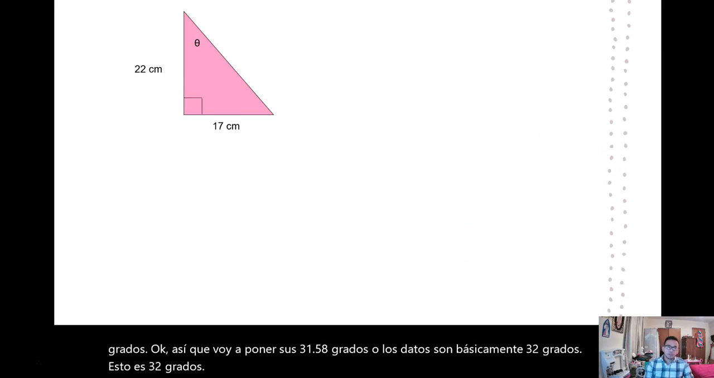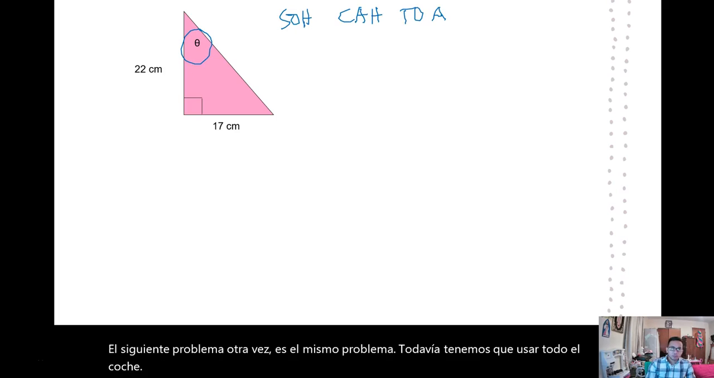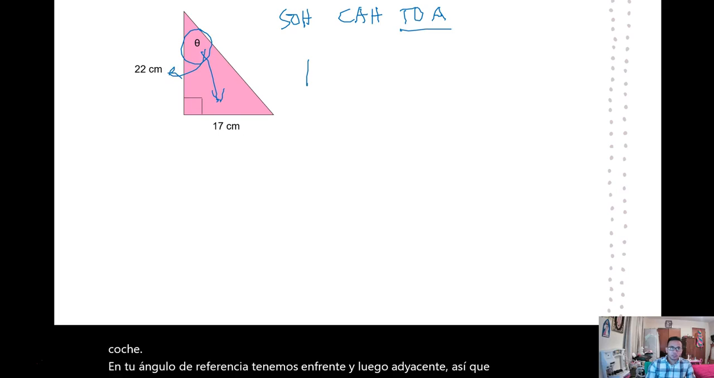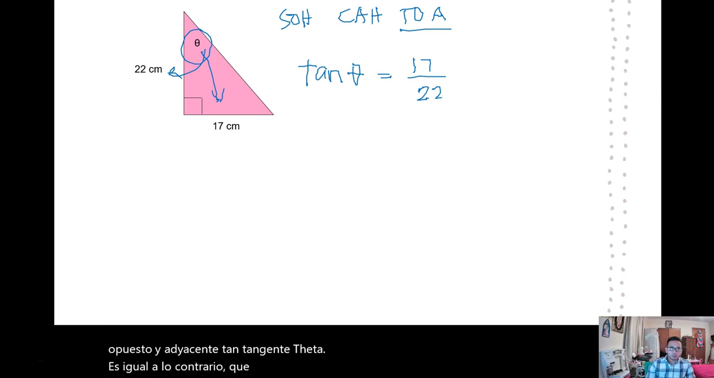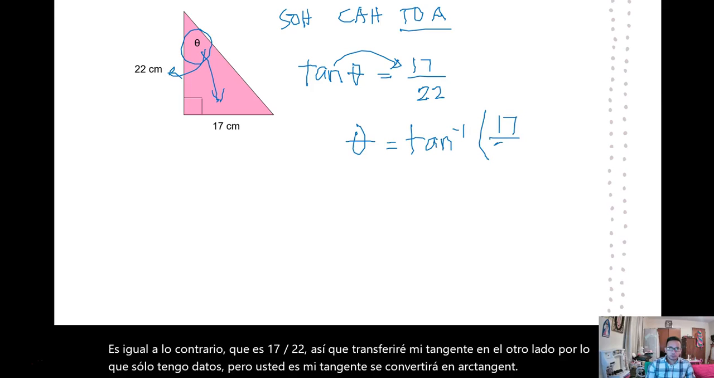Next problem. Again, it's the same kind of problem. We still have to use SOHCAHTOA. In your reference angle, we have opposite and then adjacent. So I'll be using TOA, opposite and adjacent. So tangent theta is equal to opposite, which is 17 over 22. So I'll transfer my tangent to the other side. I only have theta, but my tangent will become arctangent of 17 over 22.